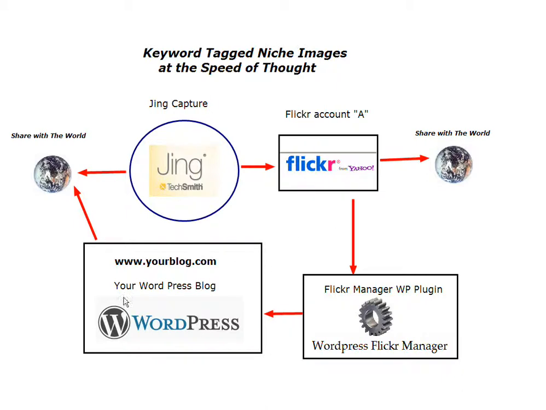Okay, you can share it with the world in your blog, you can share the image with the world in the Flickr account, and Jing can help you directly promote that link to the world if you want to, if you're collaborating with a team or anything else like that. So you've just got it 3 or 4 different ways by one single plugin interface. That's very, very cool. So this is keyword tag niches at the speed of thought. Be sure that you start tagging your desktop images as well as your Jing images as well as your Flickr images, and make sure they're tagged with keywords that you would want to use to find them in your Flickr Manager and your WordPress Flickr Manager.